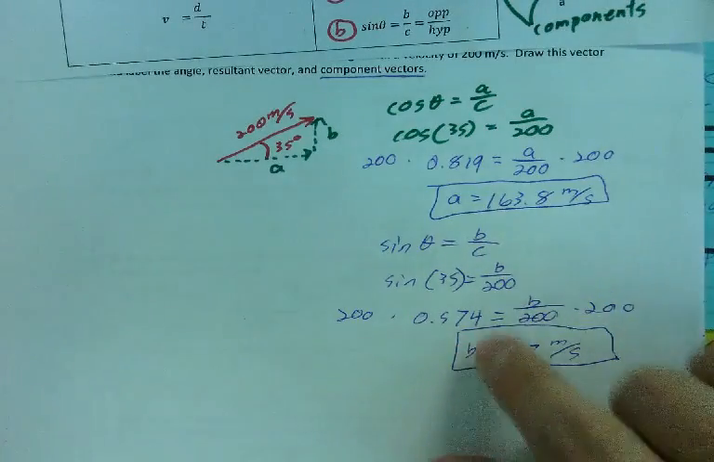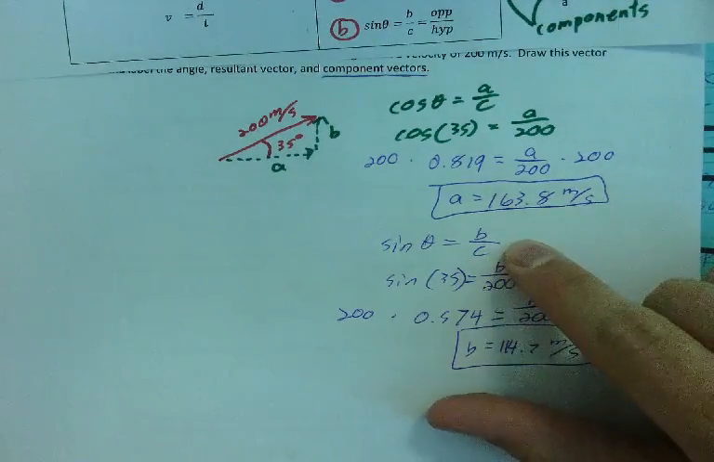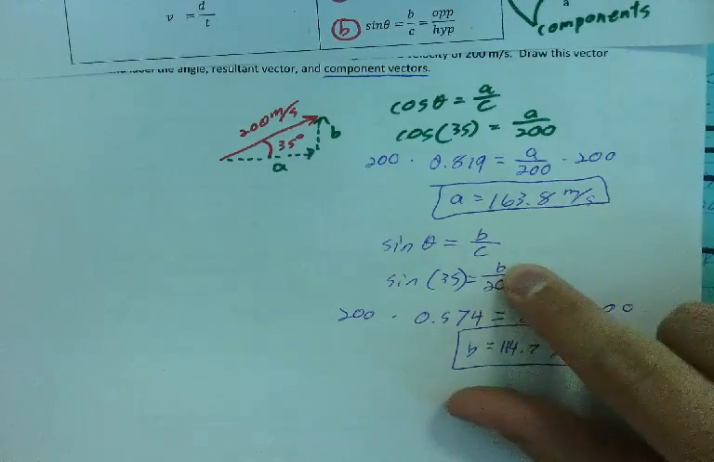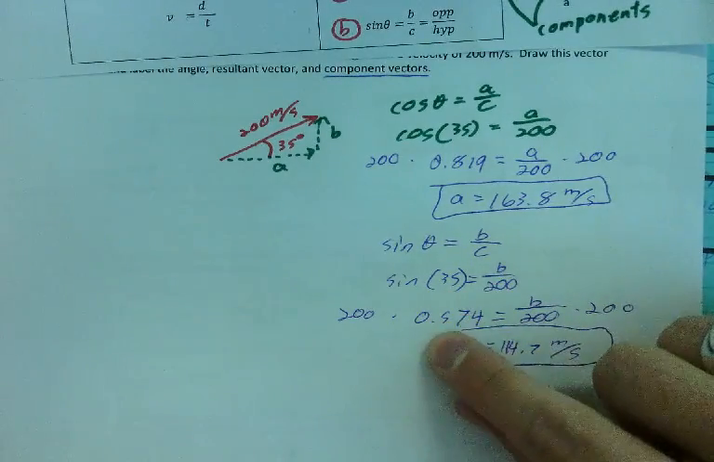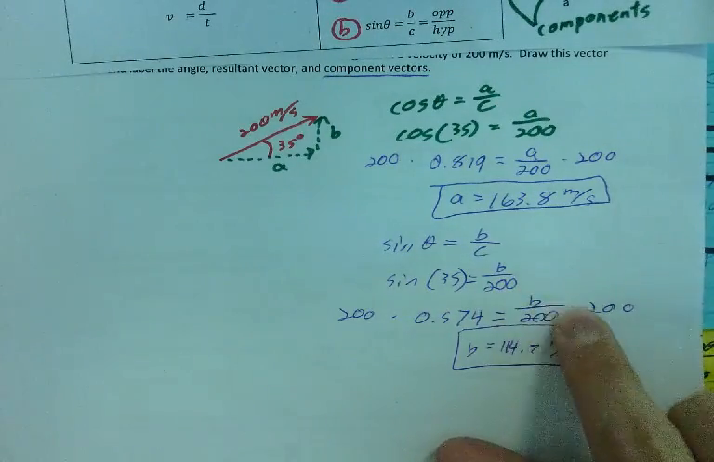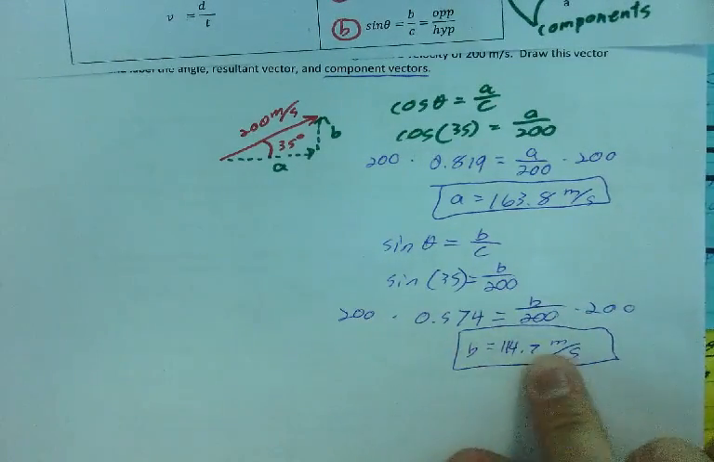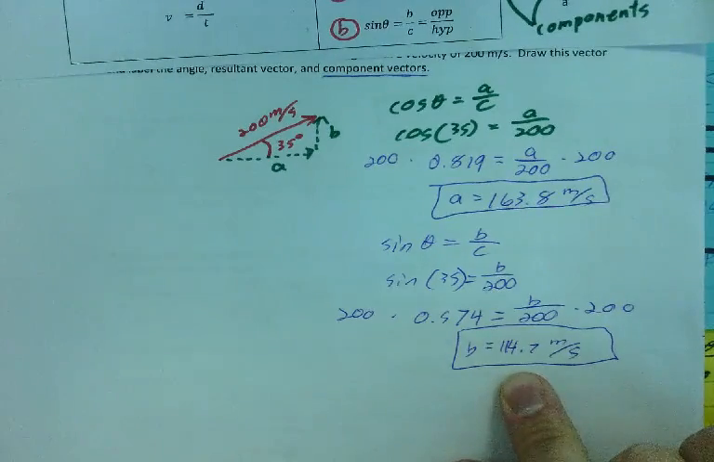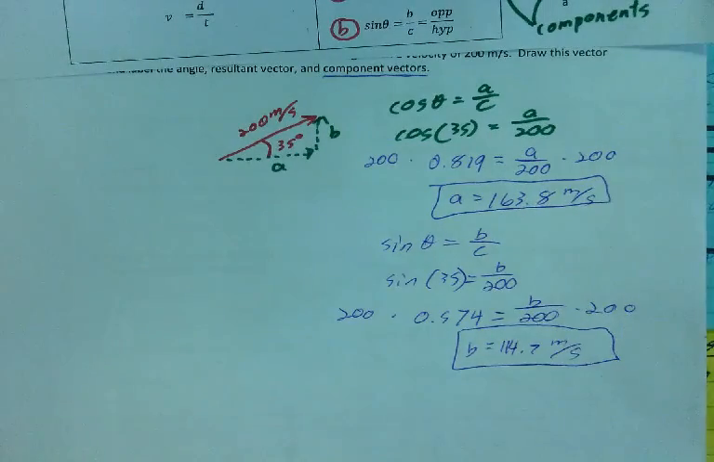Then I do the same thing with sine, but this time I'm using it to solve for B. Sine of 35, that's 0.574. Again, you use your calculator to find those. Multiply the 200 to both sides, and you get your answer, 114.7. If you're still having trouble, let me know, and I'll try to help you with it a little bit more.